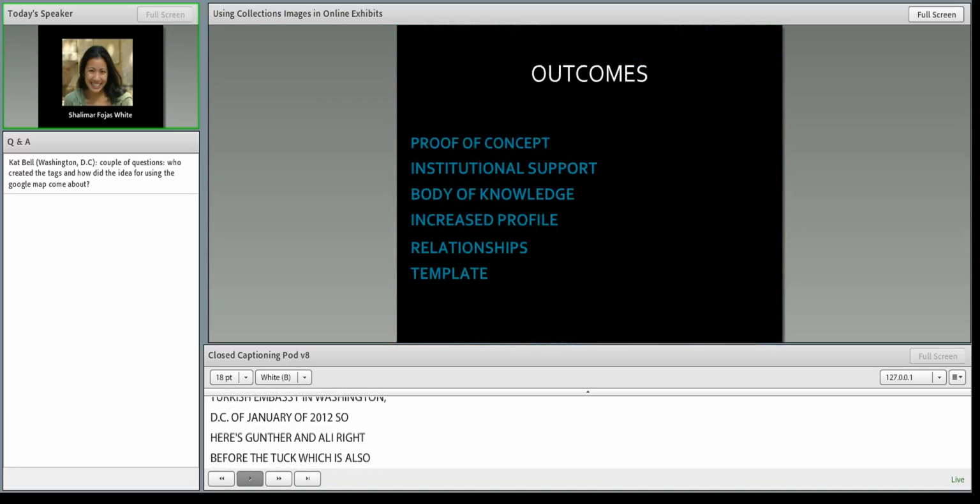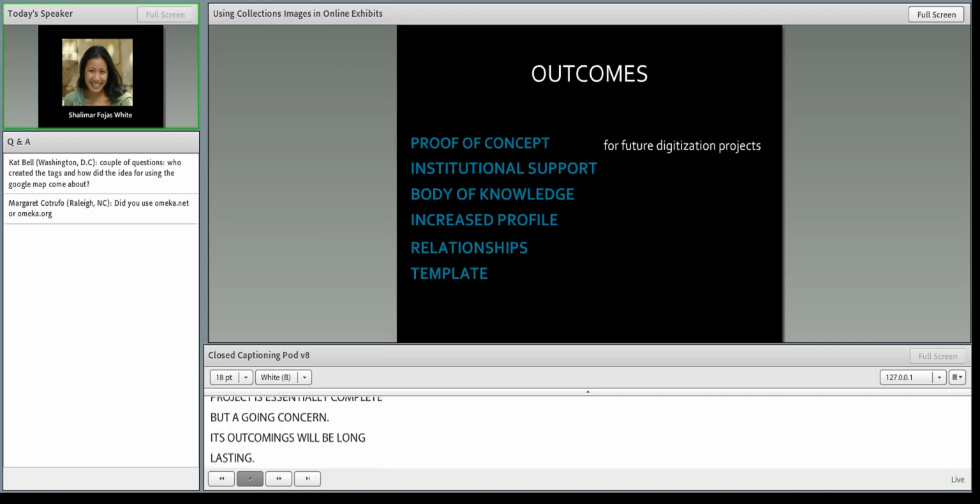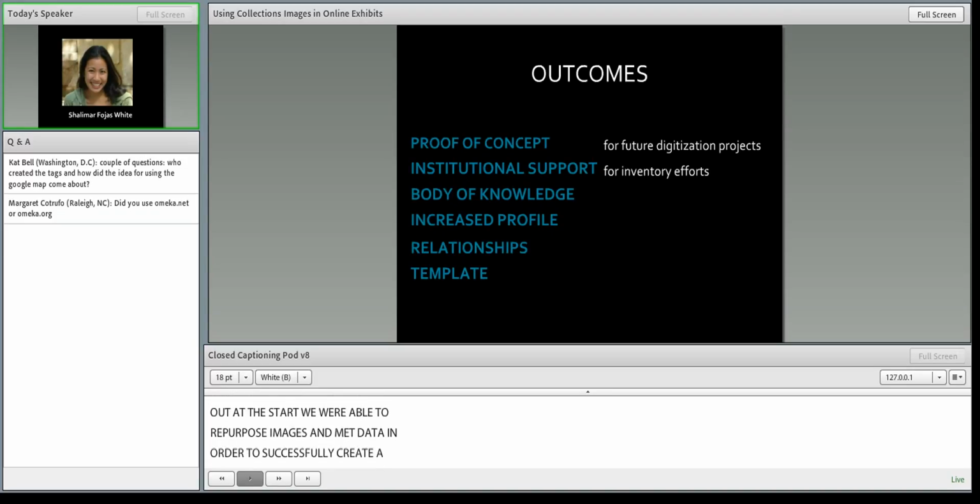So at this point, the Artamonoff project is essentially complete, but is still a going concern. Its outcomes will be long-lasting. Through the strategy that we laid out at the start, we were able to repurpose images and metadata in order to successfully create a proof of concept for future digitization projects once we complete our inventory. Better still, the success of the project garnered us the institutional support.